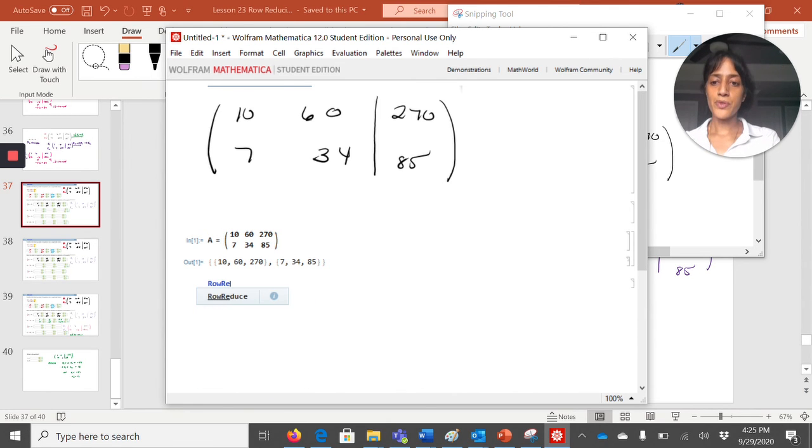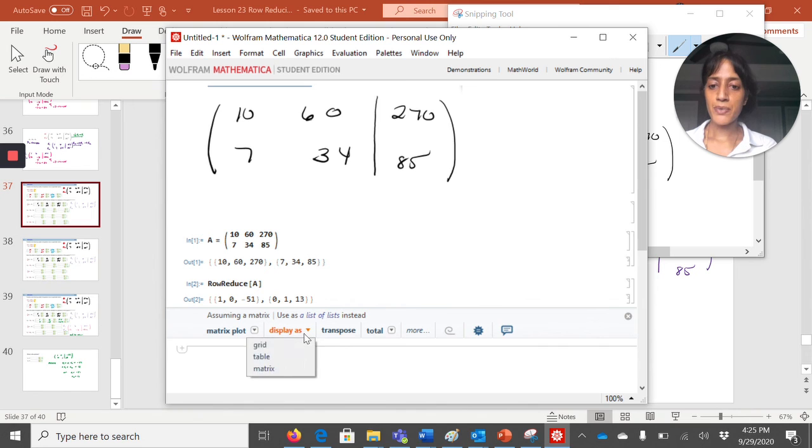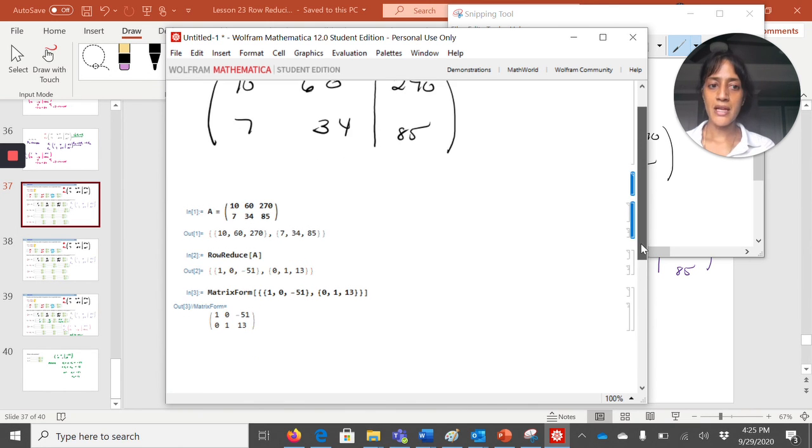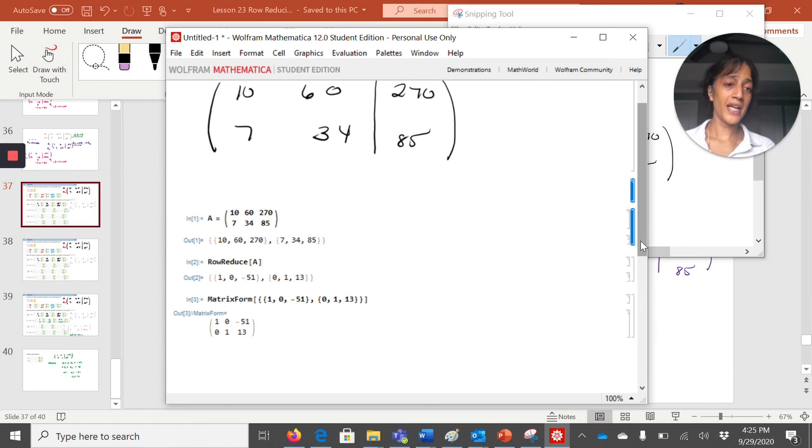and RowReduce is the command. 2 capital R's, A, Shift Enter, and then display that as a matrix. And you see I get exactly the row reduced matrix that I did. I didn't finish it by hand because I was lazy. I just don't want to do it anymore. But here I get x1 is equal to -51 and x2 is 13.